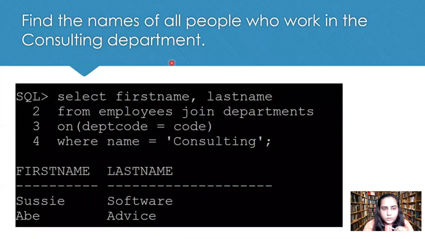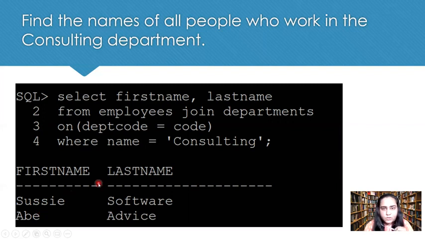So this is the answer. Select first name, last name from employees join departments, and then I'm writing on, and I'll tell you why I've written this later on. And then I've written where name is equal to consulting. And you can see that these are the values that I get as a result of this.